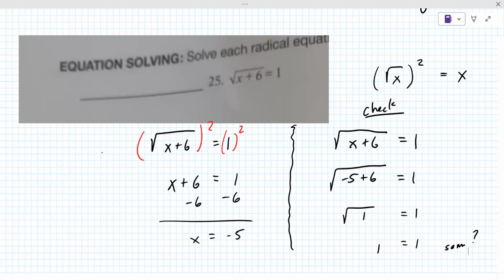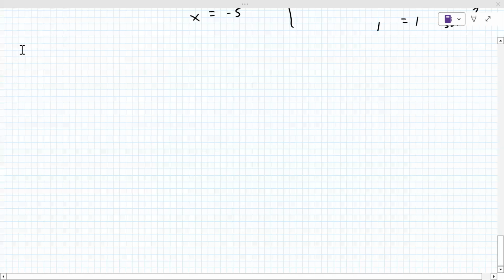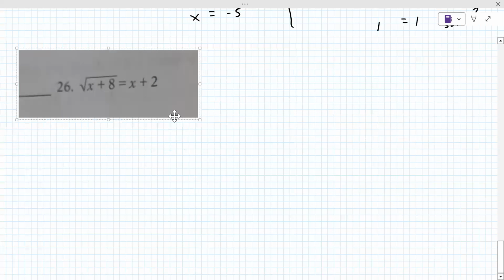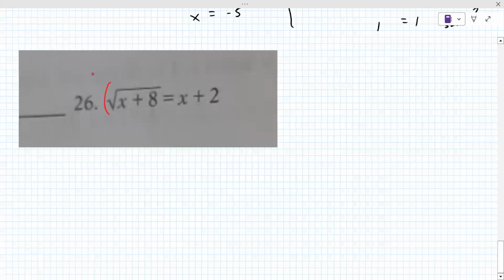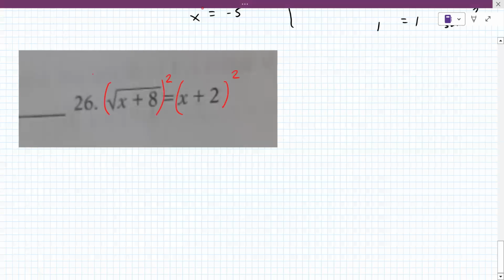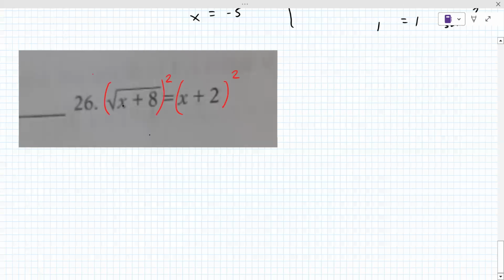All right. So number 26 we'll get to. Let me know when you're ready for this. I am. Great. So same thing as the last problem here. To undo the square root, you use square. But you have to do it to both sides. So on the left, it's nice because the square undoes the square root. It becomes just x plus 8.